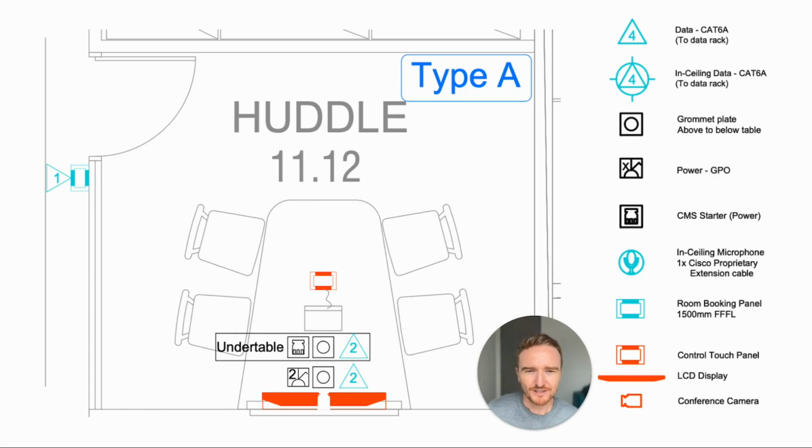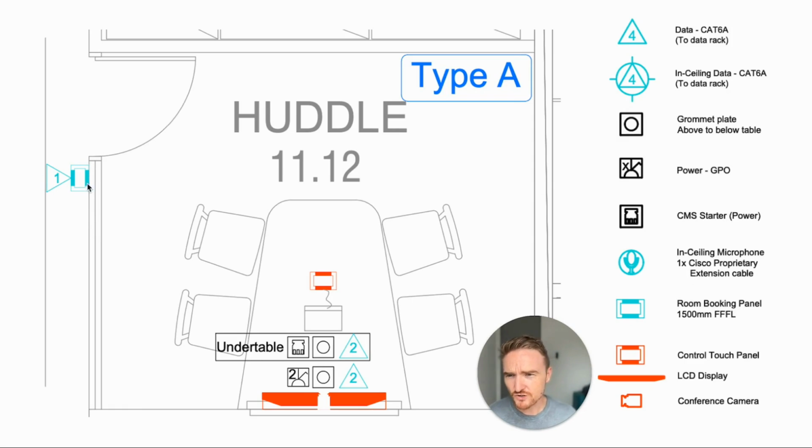So if we have a look at the drawing here, you can see here's a door, at the front. With the floor plan, we're looking top down. This is like a bird's eye view. I can see I've got a little blue rectangle here, and if I consult my legend, I can see that that is a room booking panel.